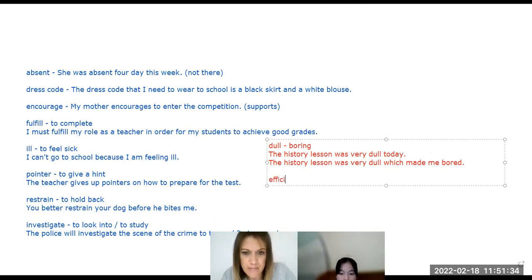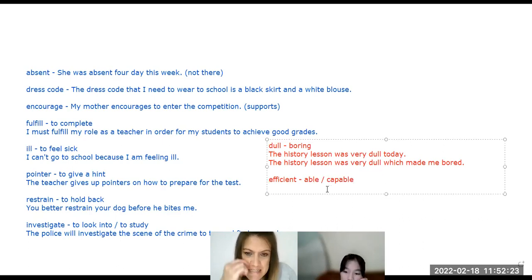Efficient. It's like good effects. Efficient is to be able to, or capable, if you're capable of something. Okay, let's make a sentence with efficient.